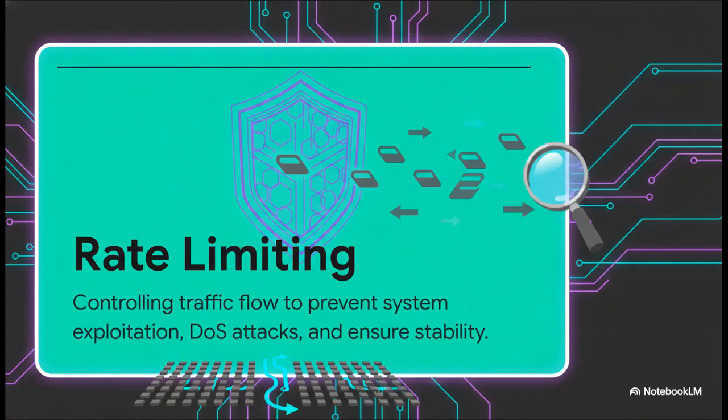And the tool for this job is called rate limiting. It's absolutely essential for protecting against things like denial of service attacks, where a hacker just floods your API with requests until it crashes. It also ensures fair usage, right? So one buggy script or a single power user can't hog all the resources and ruin the experience for everybody else.